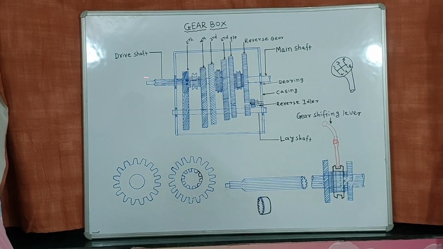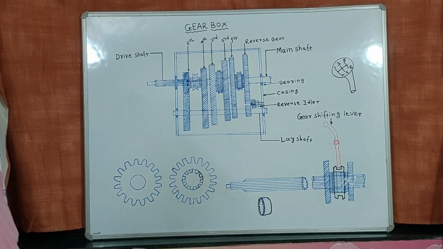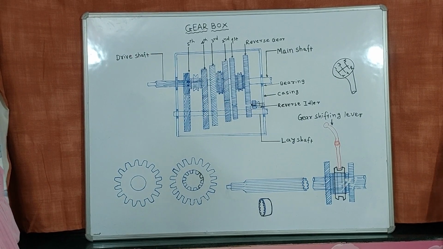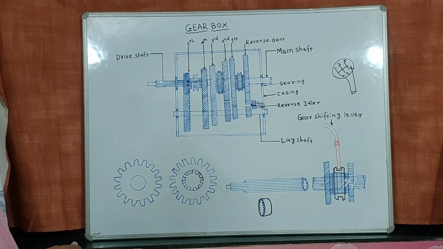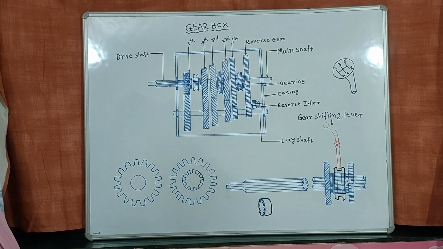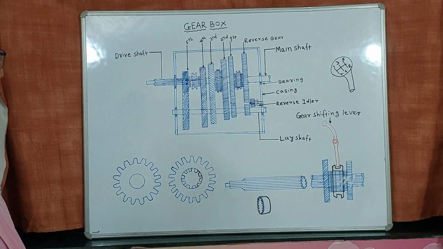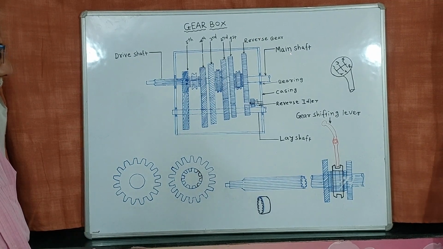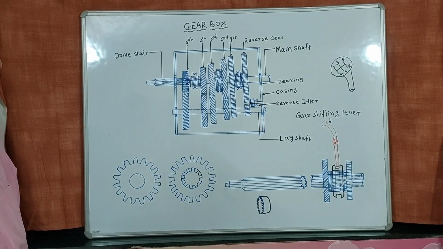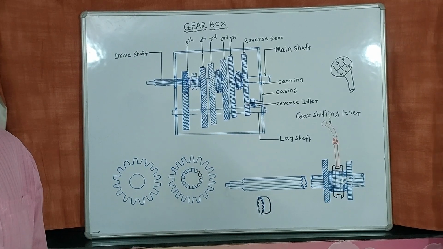Let us see, this is a shaft. We can say the drive shaft, otherwise input shaft, or clutch shaft also. Why is it called clutch shaft? Because upon this shaft, the clutch is fitted. Next, from this end to the other end, that is the main shaft. Not only main shaft, we can also say output shaft, because power is coming out from this shaft. That's why it is called output shaft.